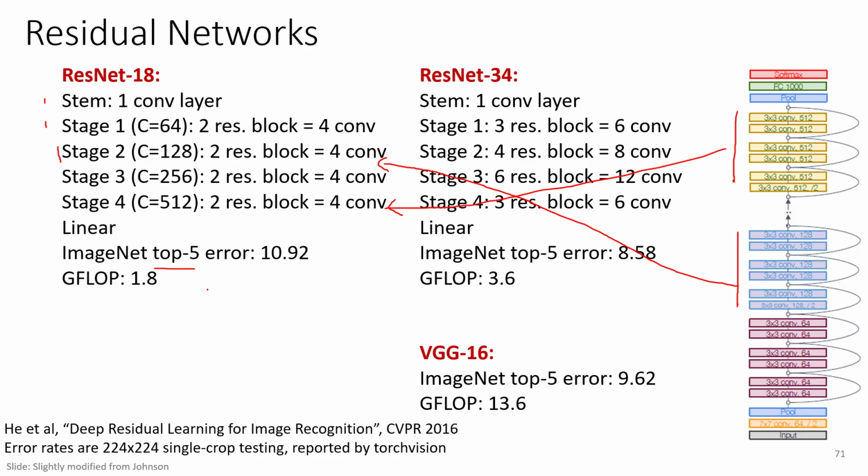Top 5 error in ImageNet means the correct class must be there within the top 5 classes predicted. It is 10.92 for ResNet 18. And when you had ResNet 34 layers, 8.58 was the error. VGG had a large error with a large number of giga floating point operations. These you can see are extremely small compared to those. Yeah. Okay.